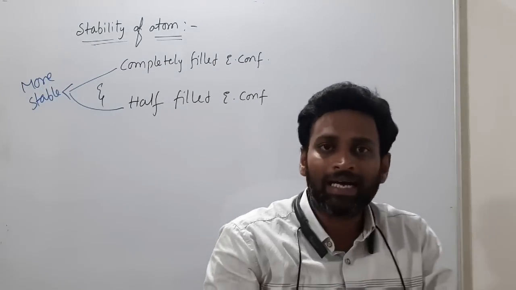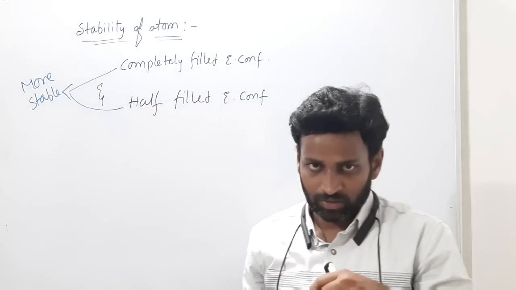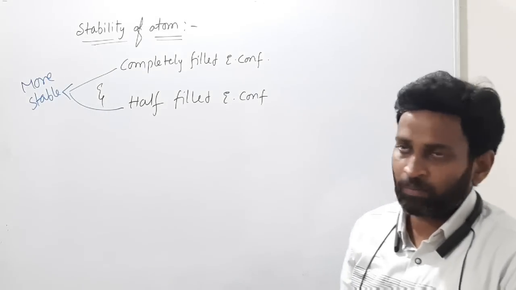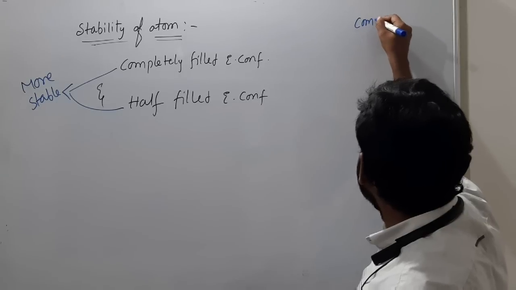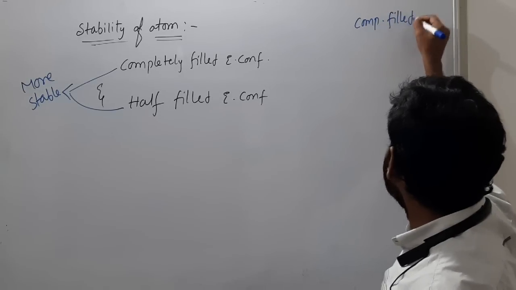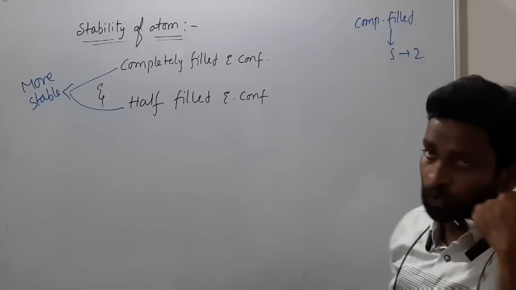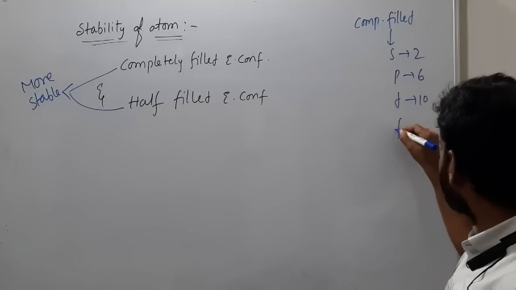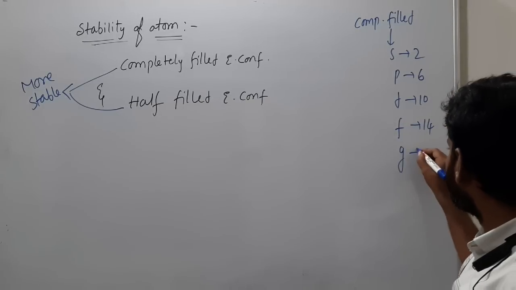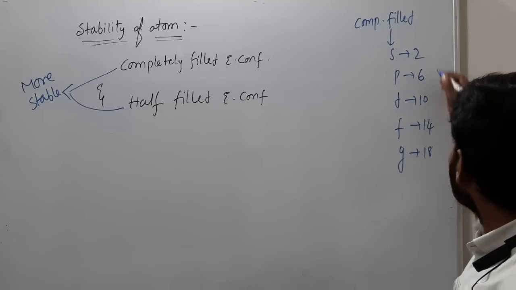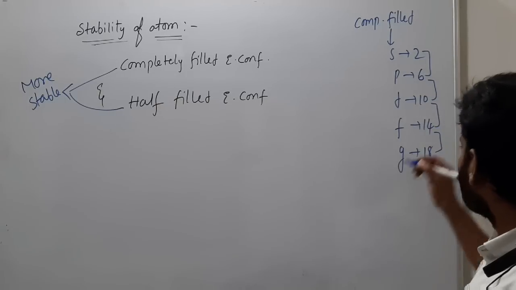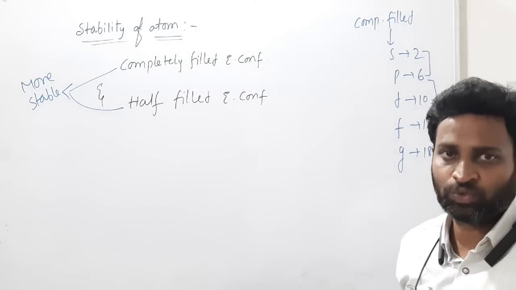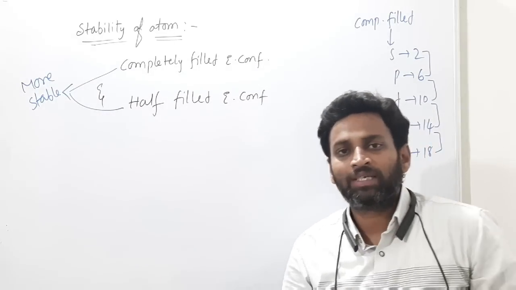Sir, how do we know whether an atom has a completely filled, incompletely filled or half filled configuration? I told you the maximum number of electrons. Completely filled means s has 2, p has 6, d has 10, f has 14, and g has 18. So the difference is 4 everywhere. If an atom has a completely filled configuration, with s having 2 electrons and p having 6 electrons, that atom is completely stable.